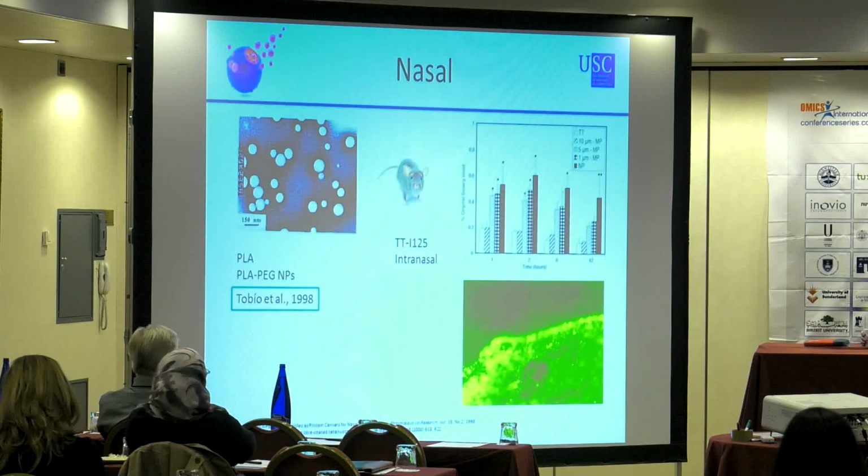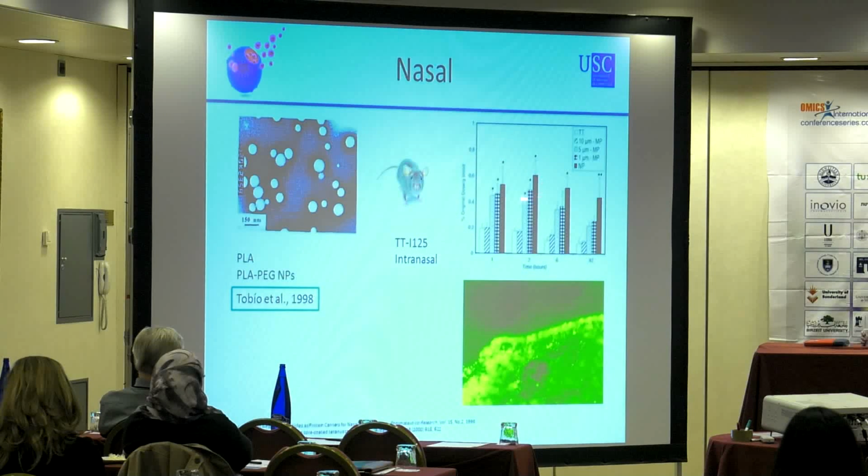This was one of the first results from the group of Maria Jose. They started to work with tetanus toxoid, and they proved that the nanoparticles could cross the epithelium, and they established a relation between the size of these polylactic acid nanoparticles and the efficacy of penetration.